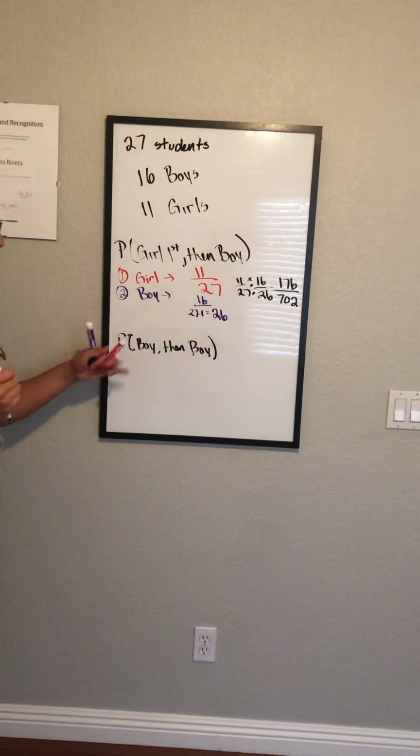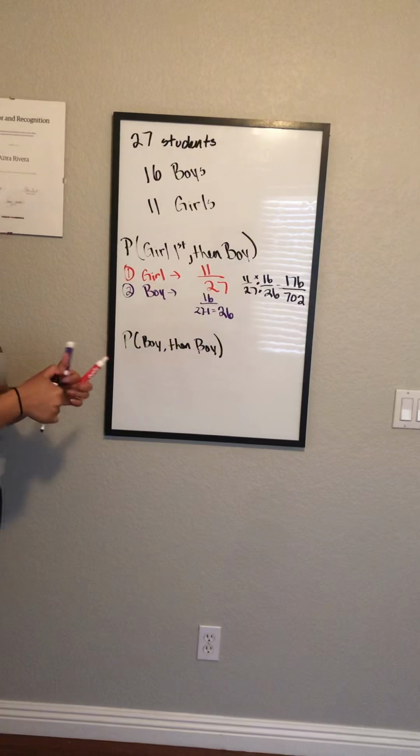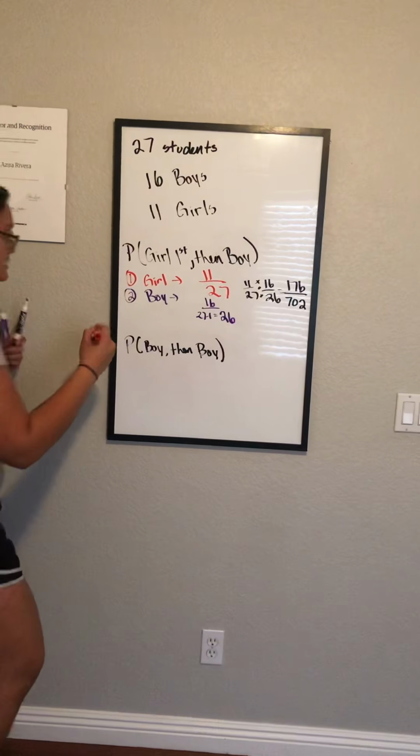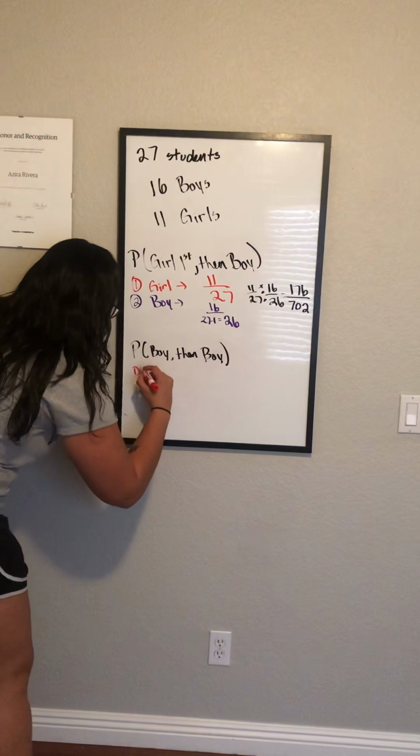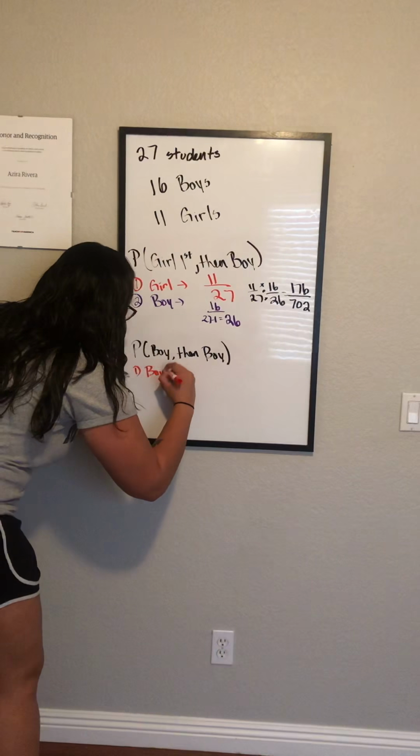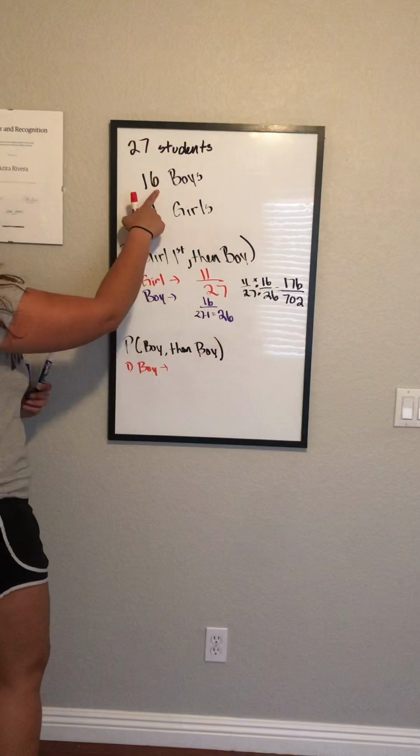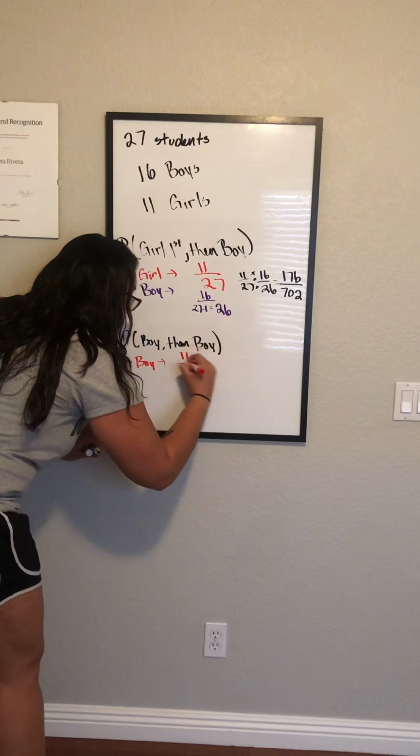So the last one we're gonna do is that last problem there, so it's the probability of selecting a boy and then another boy. So my first event would be selecting a boy from the total class. So if there's 16 boys, then I know it's gonna be 16 over 27.